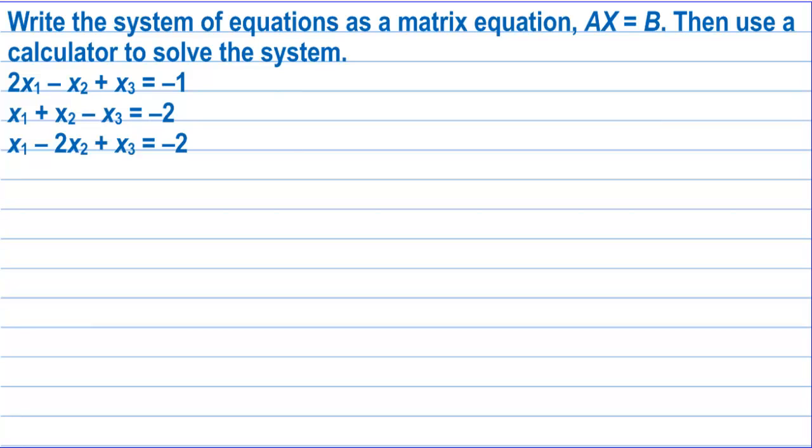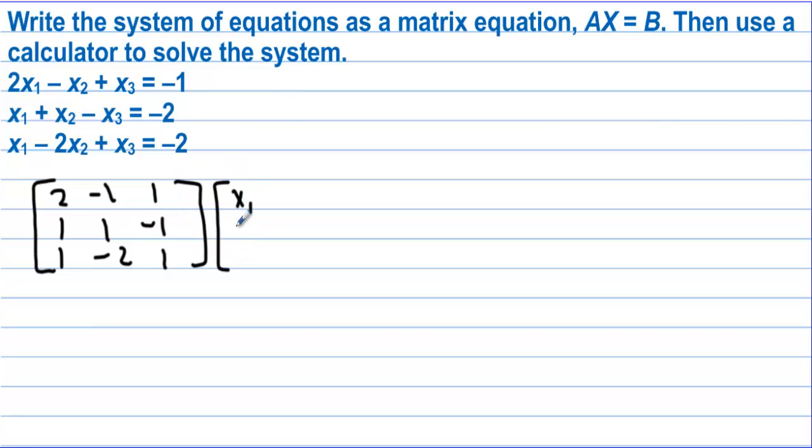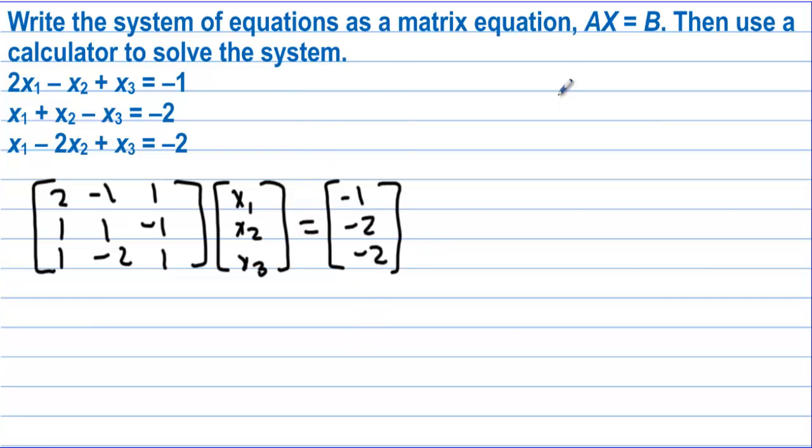Write the system of equations as a matrix equation, AX equals B, then use a calculator to solve the system. All right, we have 2, negative 1, 1, 1, 1, negative 1, 1, negative 2, 1, times x1, x2, x3. That's equal to negative 1, negative 2, negative 2. There's the matrix equation, and now we'll use our calculator to solve.